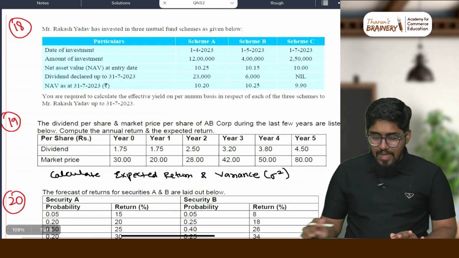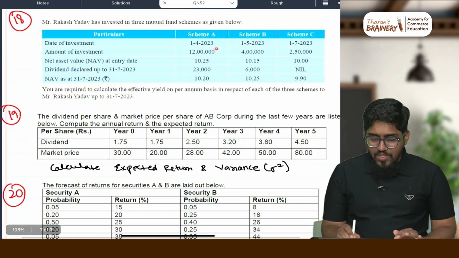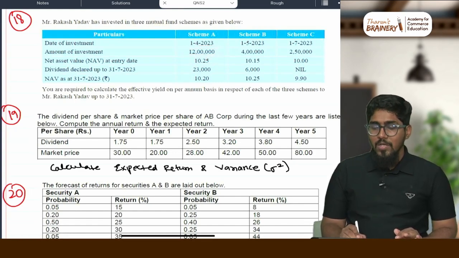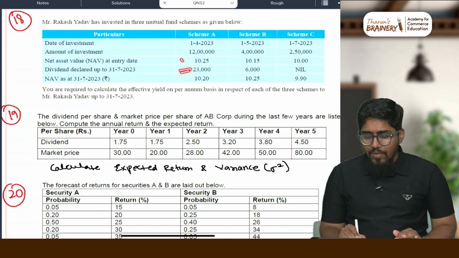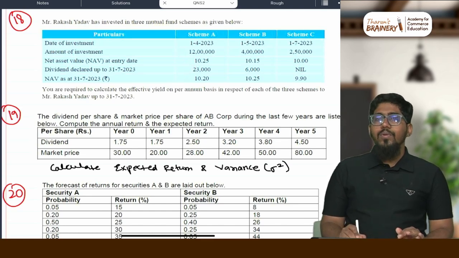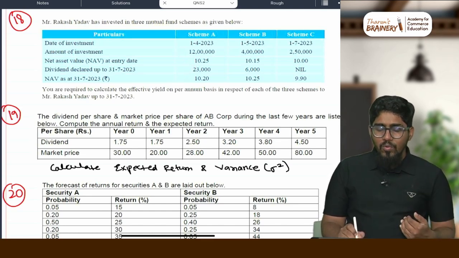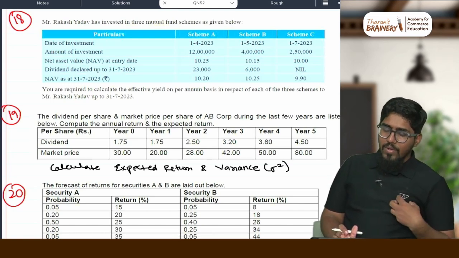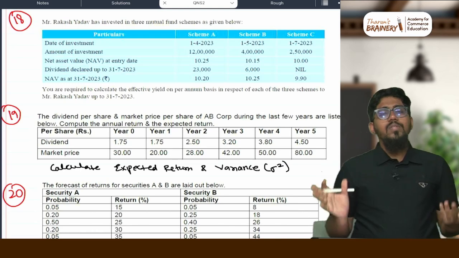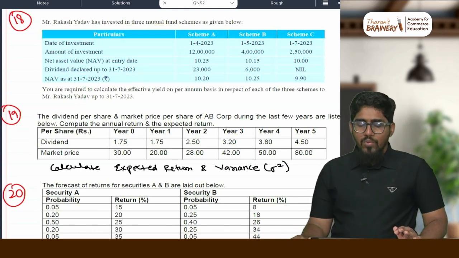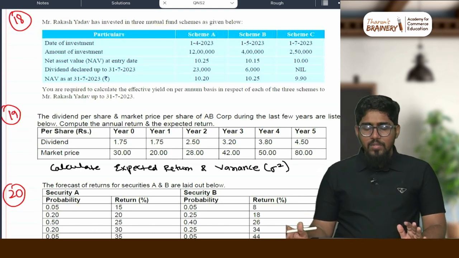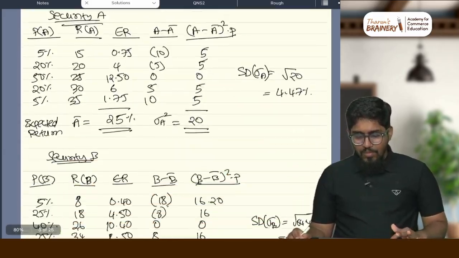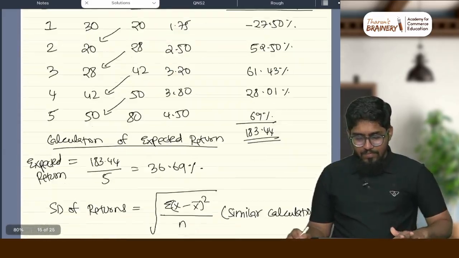So what is happening here? Amount of investment is 12 lakh and 10.25. So how many units have you purchased? With the number of units, you have to calculate the dividend per unit, and using that you can solve it. Or what you can do, opening NAV and closing NAV also you do in value, and then using the value you calculate dividend. Both will give you the same answer. Two different methods. So let us see question number 18, after question number 15.